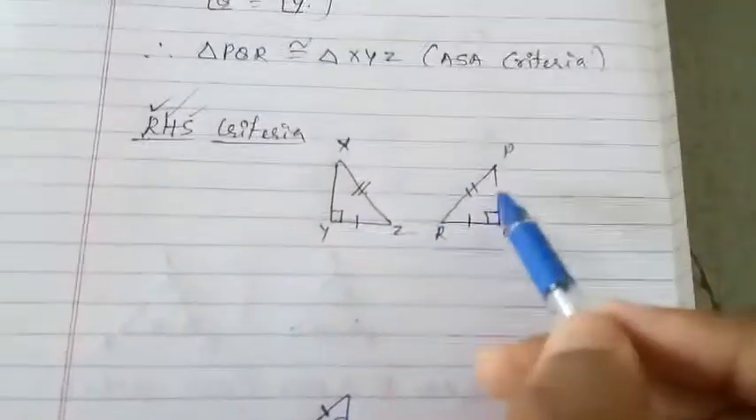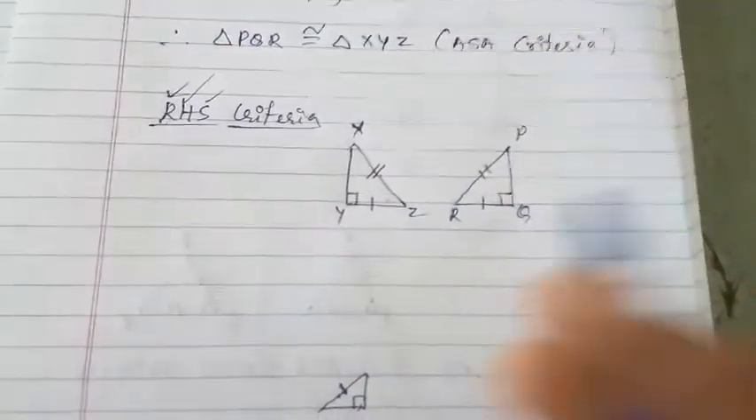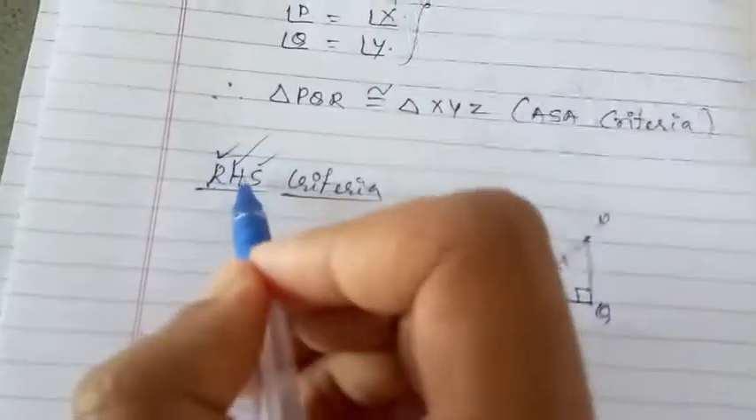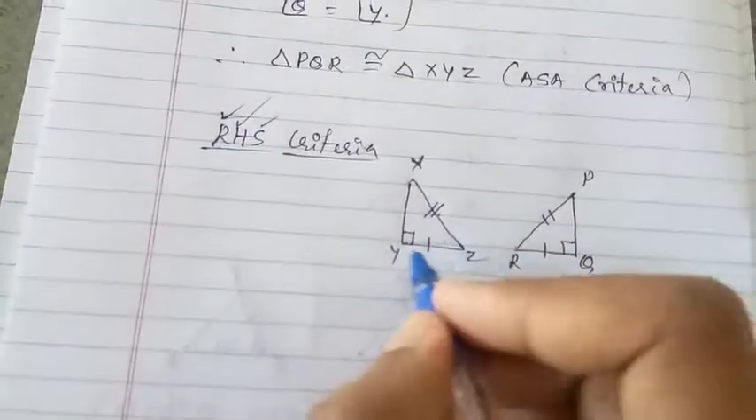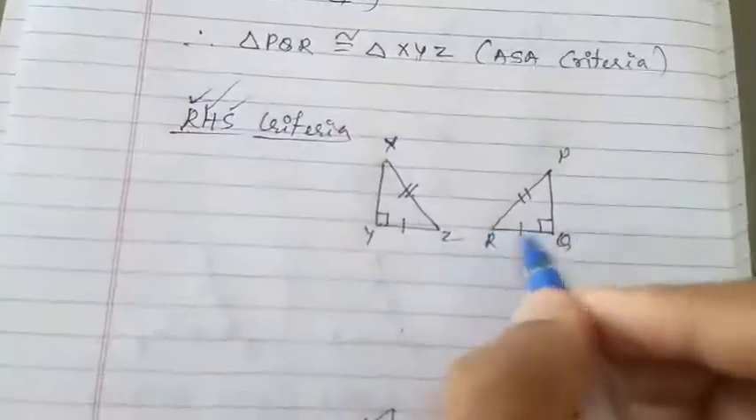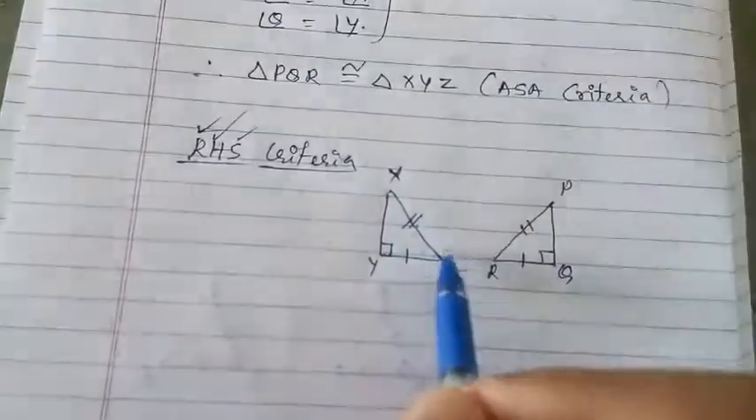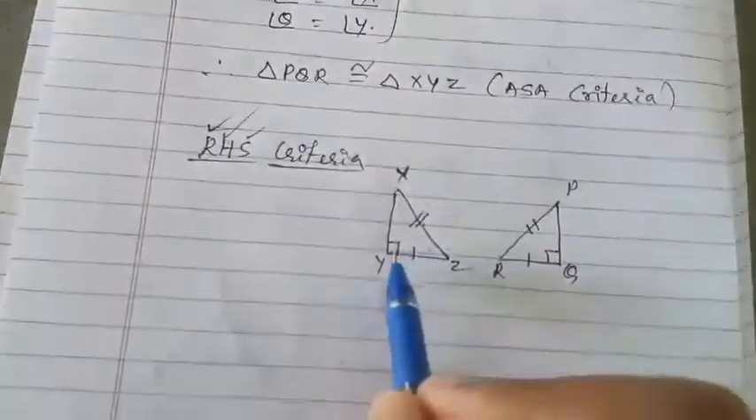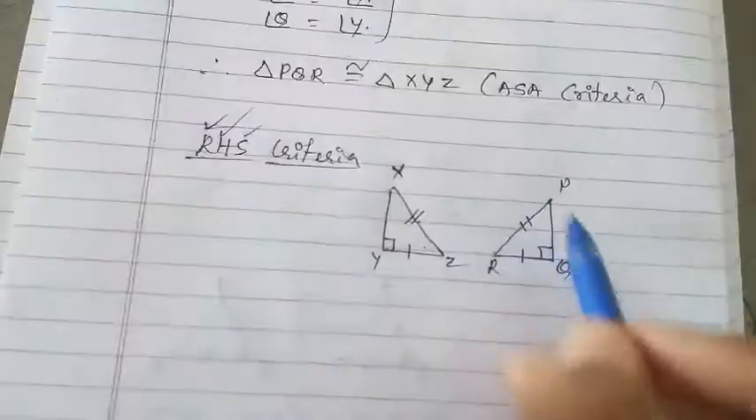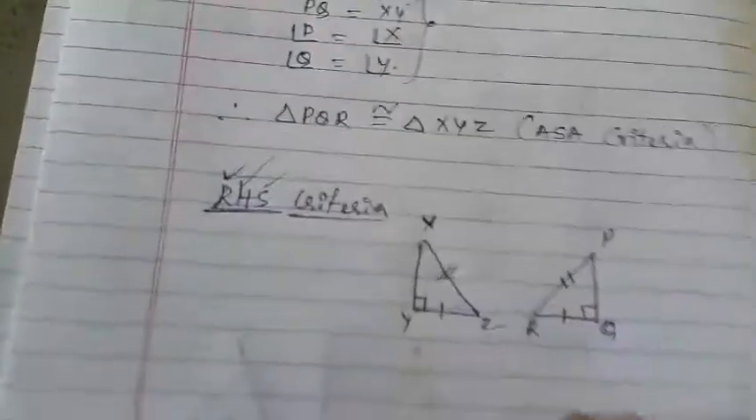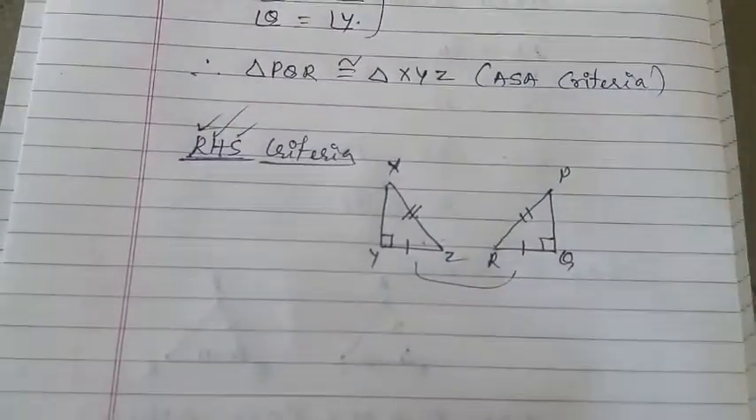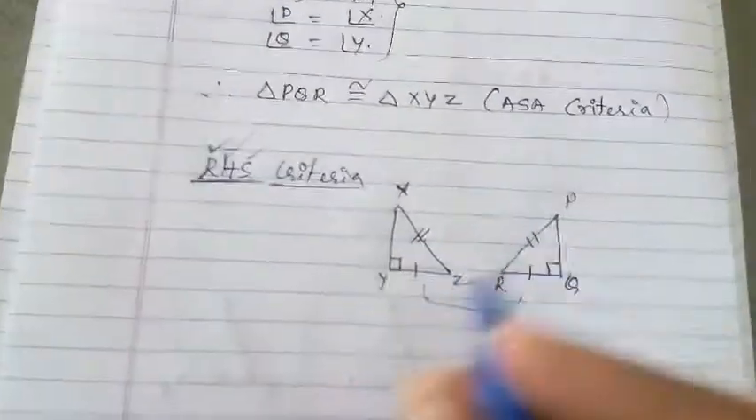So here the hypotenuse is XZ and here the hypotenuse is PR. So right angle, H means hypotenuse, S means any one side. So here YZ or XY, but here given is YZ. So YZ equals RQ, XZ equals PR, and angle XYZ equals angle PQR. So which criteria? RHS criteria. That means these two triangles are congruent by the RHS criteria.